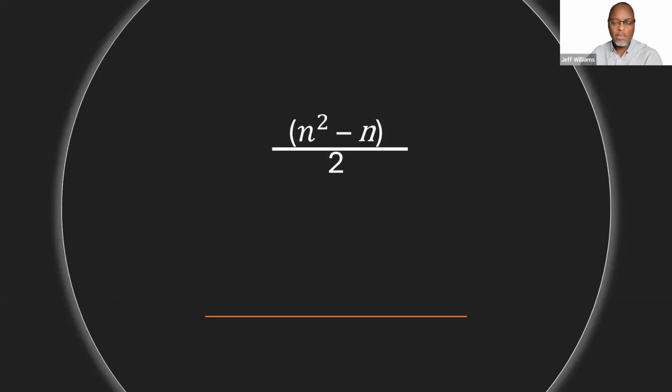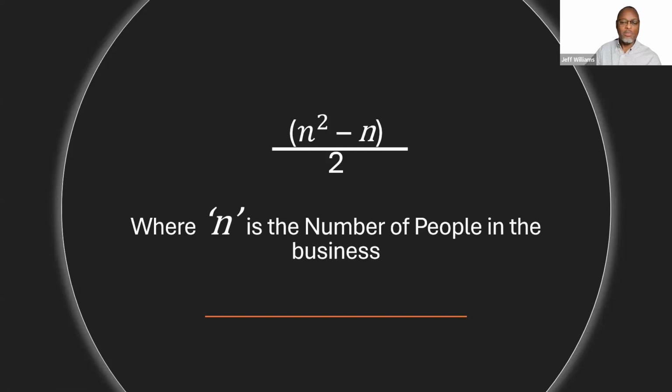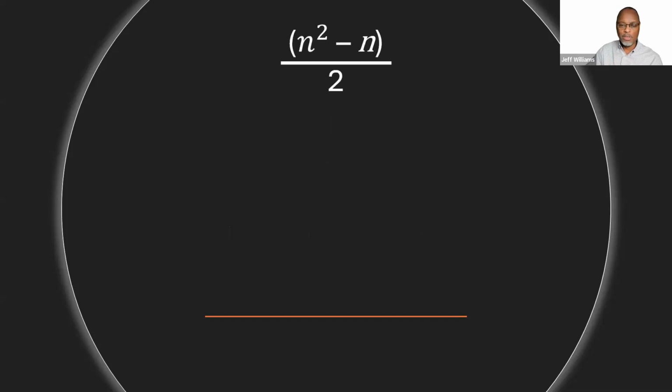So here's the formula. You may have never seen it before, but it explains what this complexity ceiling is. The formula is n squared minus n divided by 2. And effectively, what's happening here is we're understanding how our business is growing. N is the number of people in the business. So n squared minus n divided by 2. What this does is it helps you to understand the amount of relationships in the business, which can tend to slow down the growth of a business.